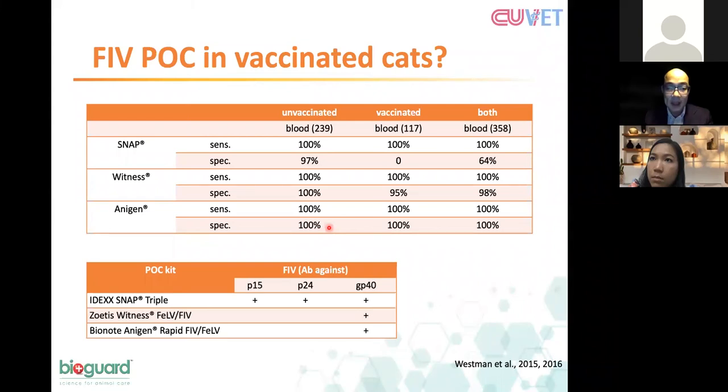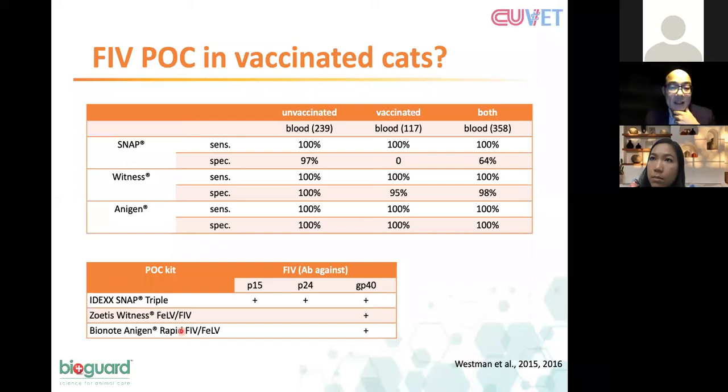Therefore, a test that cannot differentiate between an unvaccinated or naturally infected cat and a vaccinated cat has no specificity. And therefore the IDEXX SNAP test that he used in this study, which detects P15, P24 capsid, and GP40, cannot differentiate. The IDEXX SNAP test cannot differentiate between antibody from vaccination and antibody from natural infection. That's why he gives 0 specificity for vaccinated cats when you compare SNAP to other tests.